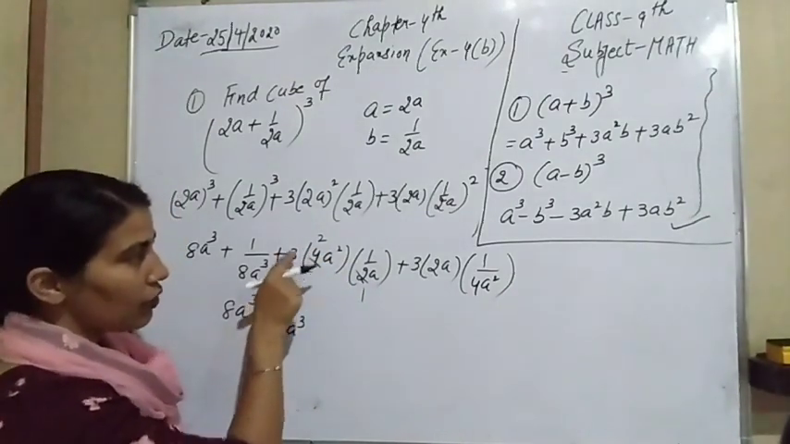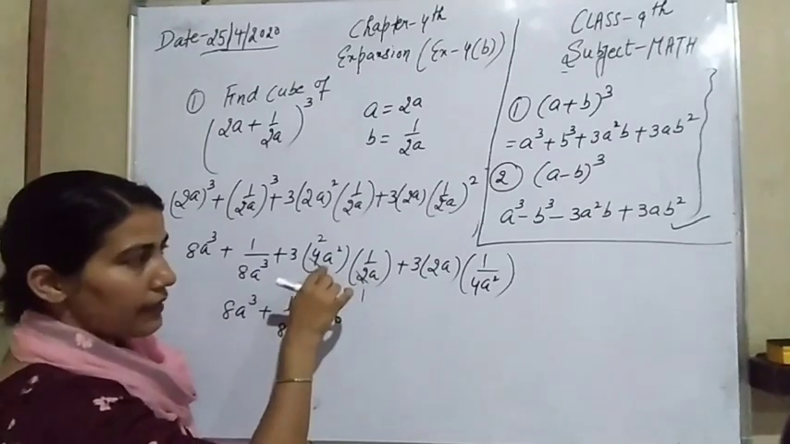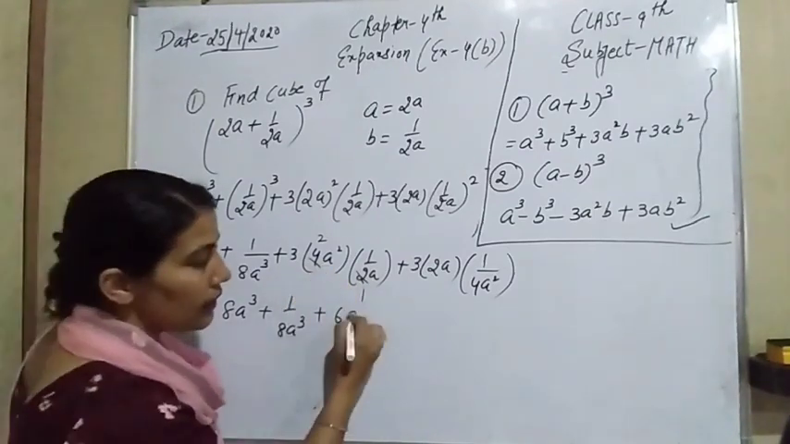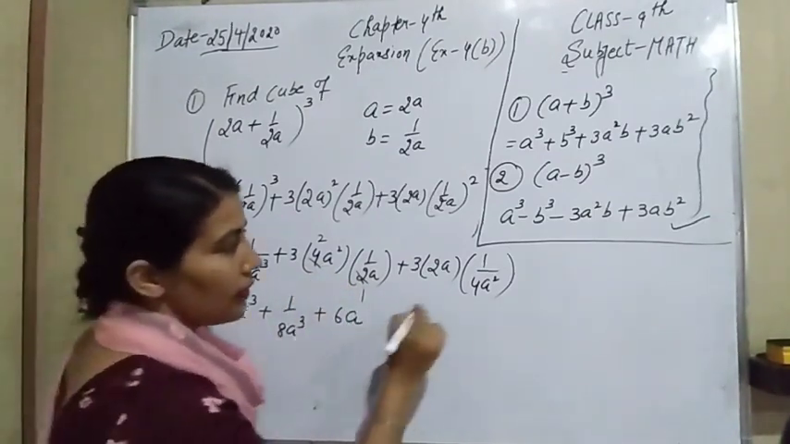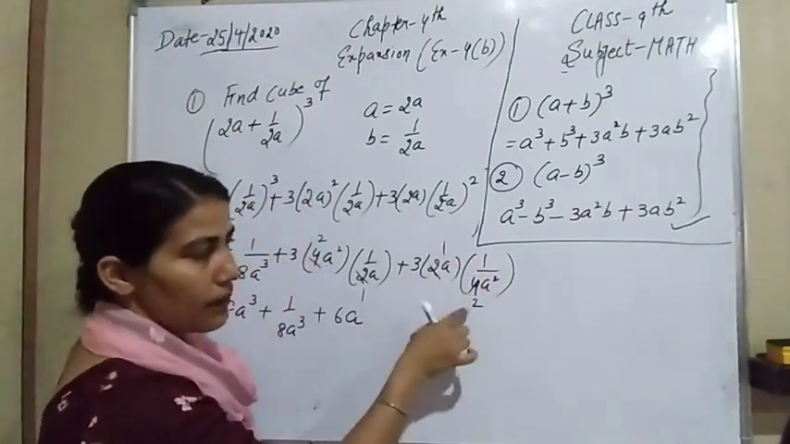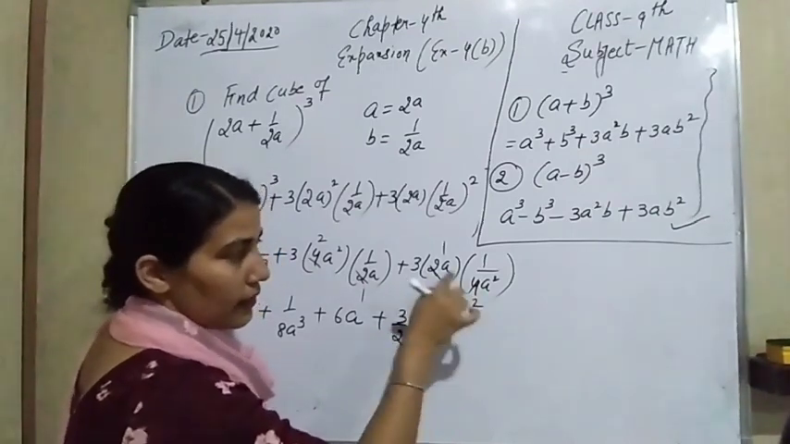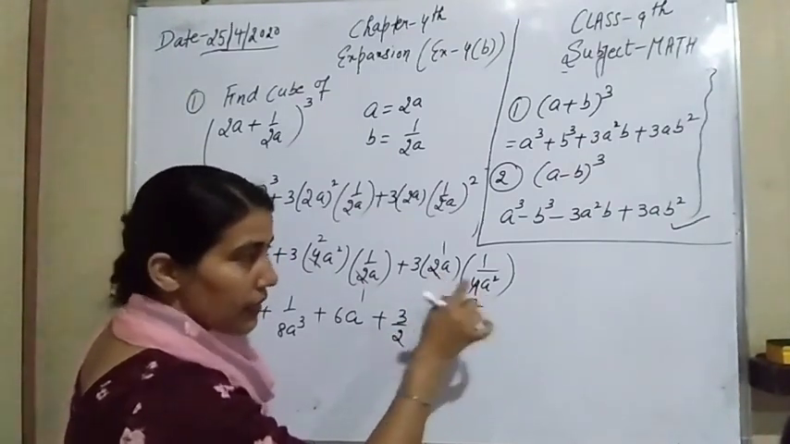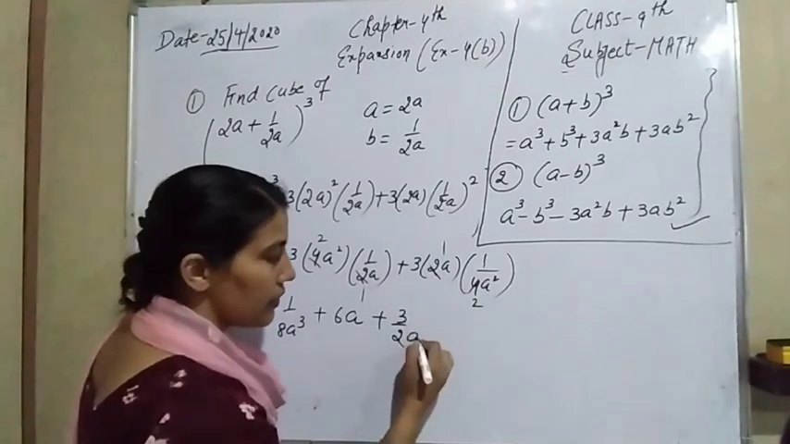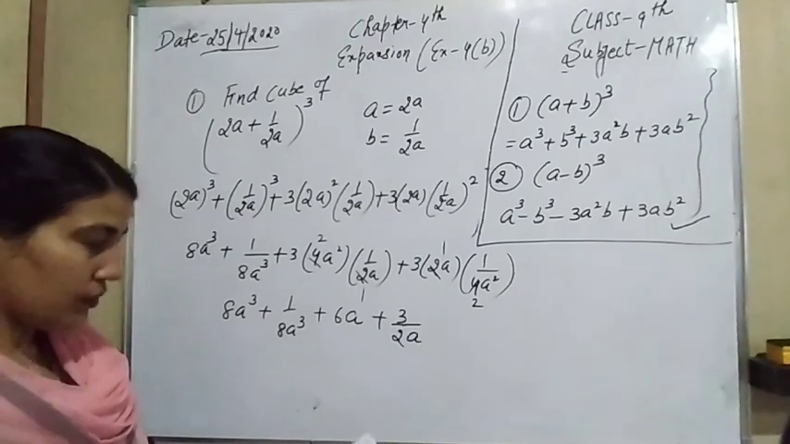First multiply these. 3 twos are 6, here 6. Clear? a from a can cancel, only 6a is there. Now 2 ones are 2, 2 twos are 4, 3 by 2 is there. a and a square, that means a cancels and in the denominator a remains, 3 over 2a, which is the required answer of this question.